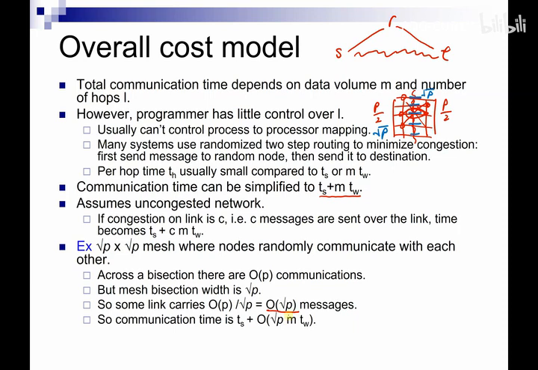Therefore, if you plug this back into our formula for the total communication time, the C here is going to be root P. So the communication time is going to be the startup time plus root P times M times TW. This is an example where you can see that congestion is going to substantially increase your communication time.